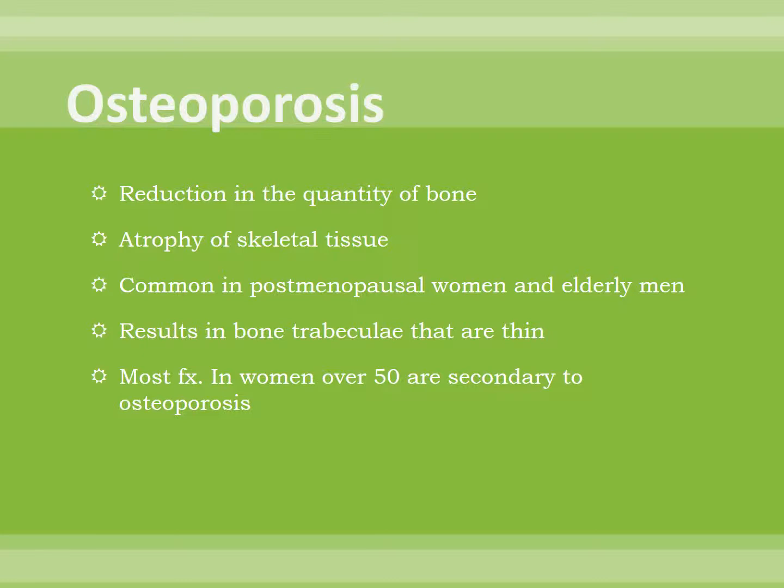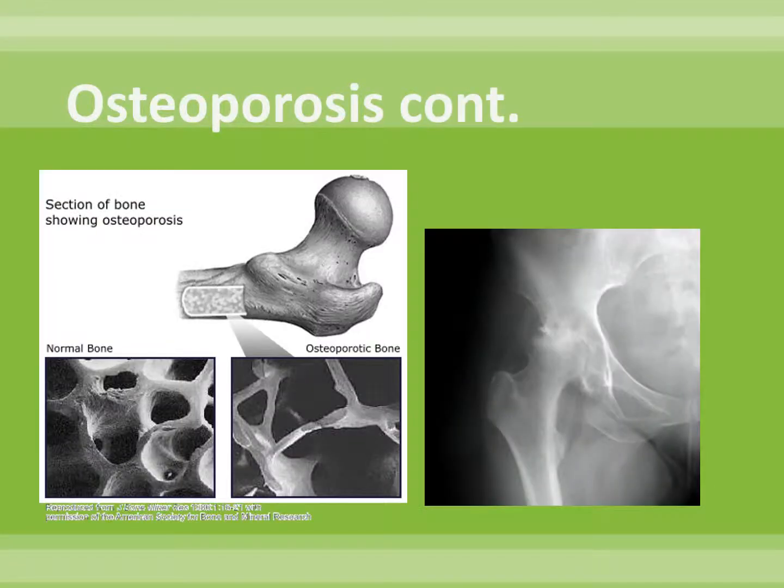Osteoporosis. We see a fair amount of it in elderly people, especially in elderly women. It can lead to many fractures of the hip and spinal column. And compression fractures of the T-spine are fairly common. Here's some examples of osteoporosis.